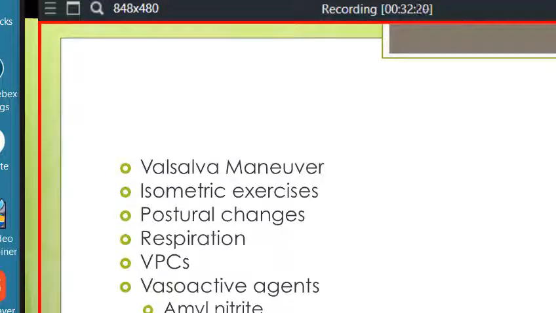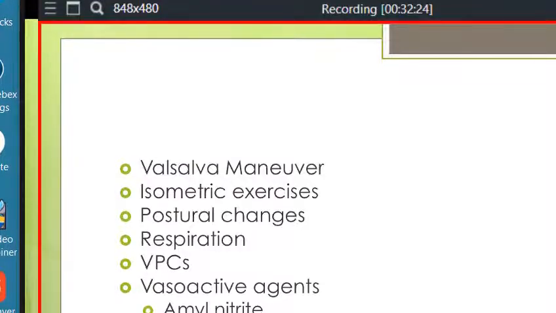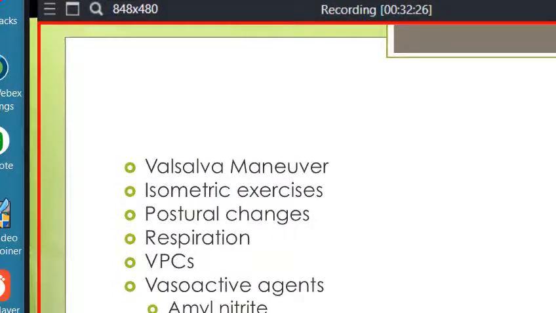I've been asked to talk about bedside maneuvers which we commonly use in cardiology, and I'll just highlight what are the common bedside maneuvers we use. The most commonly used bedside maneuver is the Valsalva maneuver. We also depend upon isometric exercises, postural changes, respiration, the compensatory pause following a ventricular premature complex. Also, we use pharmaceutical agents to differentiate between different murmurs or different heart sounds. The commonly used vasoactive agents are amyl nitrate and phenylephrine.